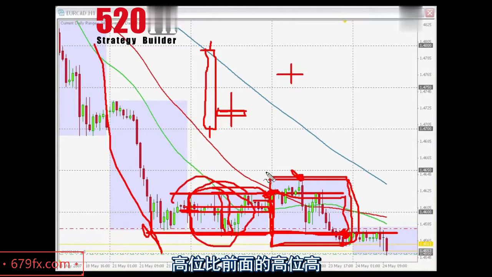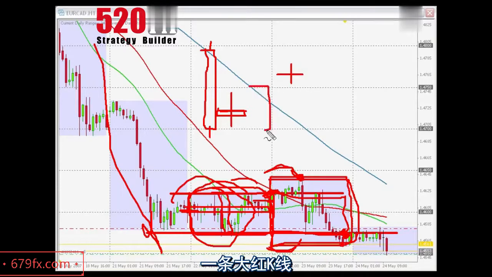You see how the high is higher than the previous day's high, and the low is lower than the previous day's low. So basically it engulfs the whole day before yesterday's price action. Basically we have one red bar engulfing the previous day.